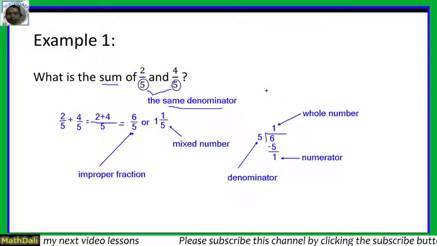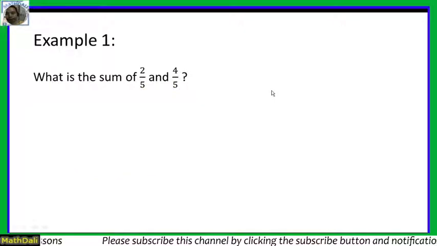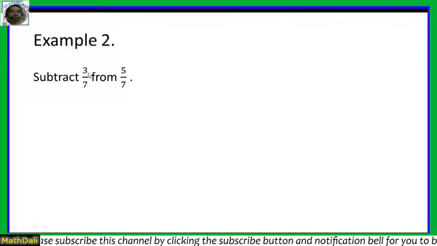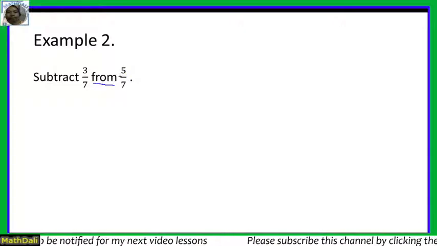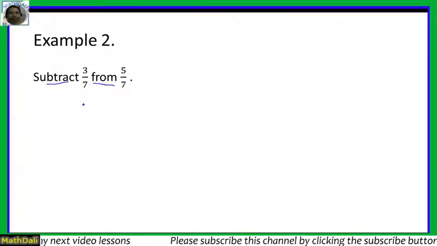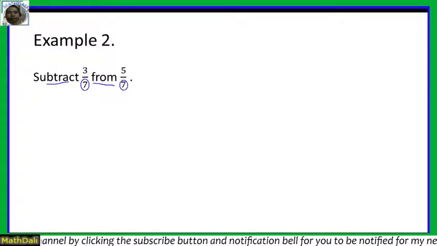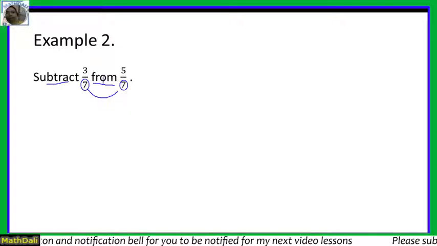Okay, so next, paano naman kung subtraction? Another example. Subtract 3 over 7 from 5 over 7. Paano yan? The word from. So, ibig sabihin, ibabawas natin yung 3 over 7 dun sa 5 over 7. As you can see, parehas pa rin yung ating denominator dito. Ang denominator natin dito ay 7. So, that fraction is what we call similar fraction. If the fractions have the same denominator, then that is similar fraction.